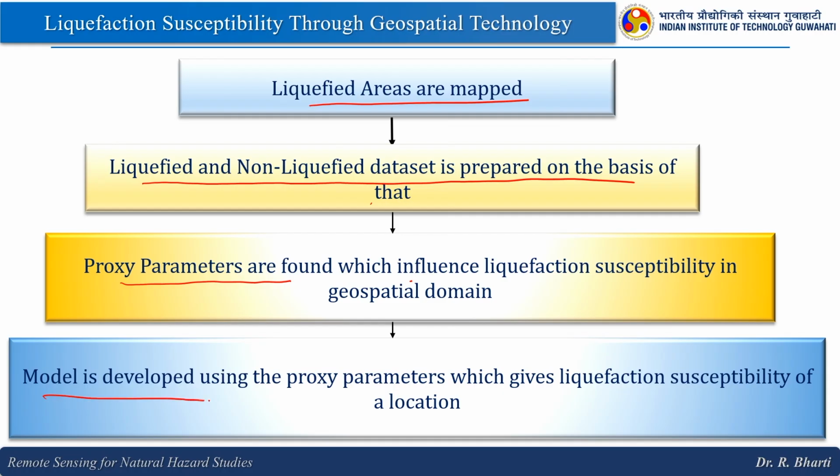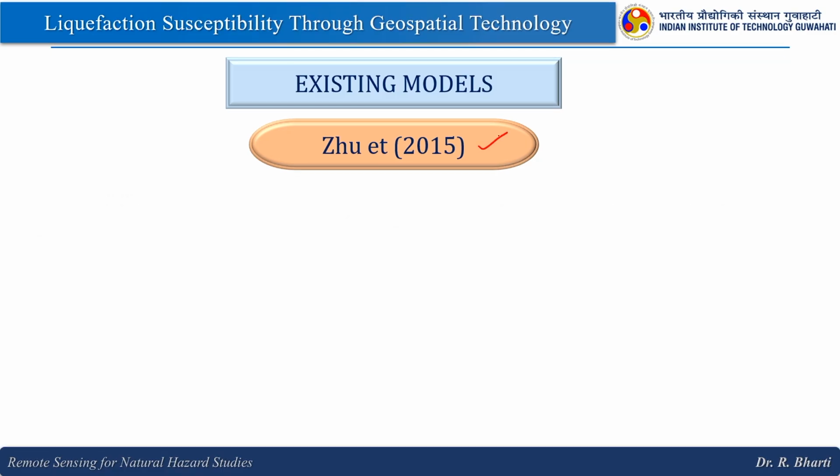right. But since we have limitation with the remote sensing, we can also look for the proxy parameter. Those can have an impact on the liquefaction study. So, a model can be developed on the basis of these proxy parameters, and that will help you to identify the liquefiable zones. So, the existing models are from Zhu et al.